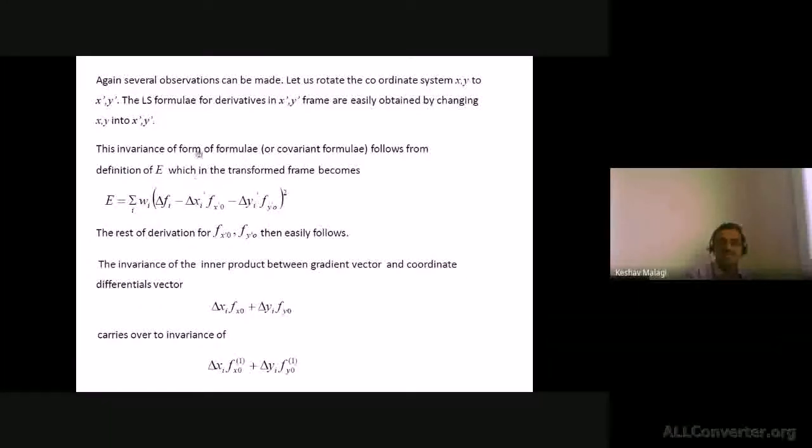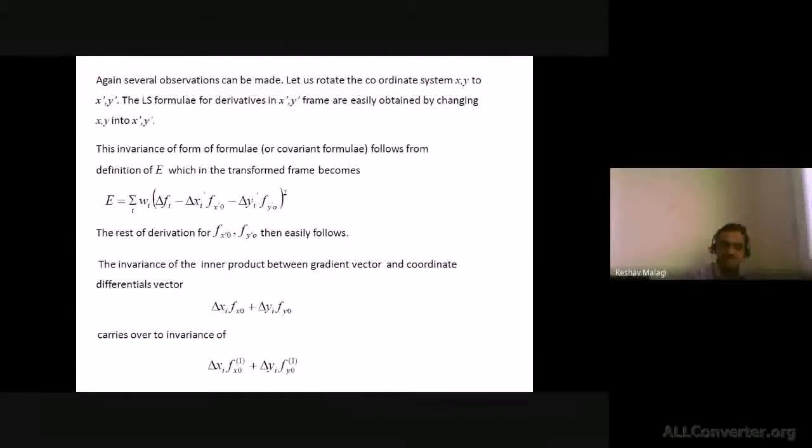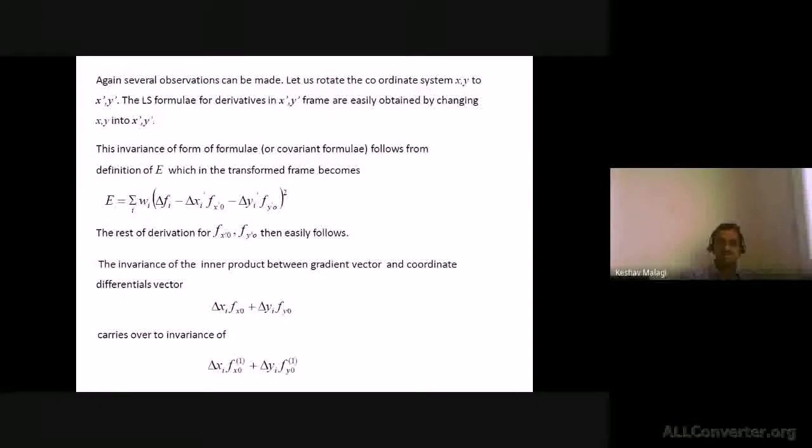Okay, so if you write that equation in this x prime, y prime rotated frame, E equal to, derive in this rotated frame, the rest of the derivation is the same, and you will again get the same formula which you got in the xy frame. So the formula in the x prime, y prime frame and the formula in the xy frame are the same. That is, they are not changing. They are invariant under those frames.